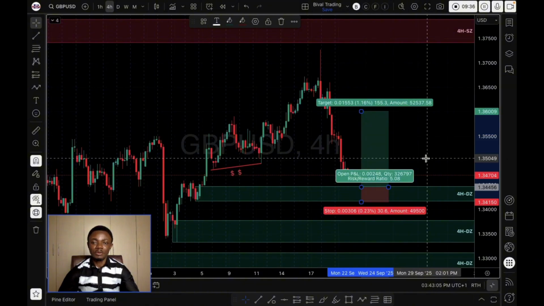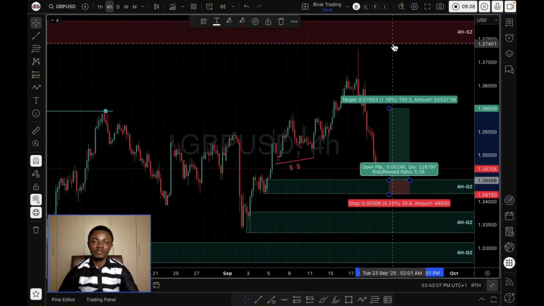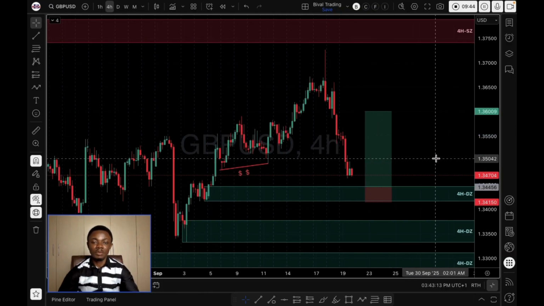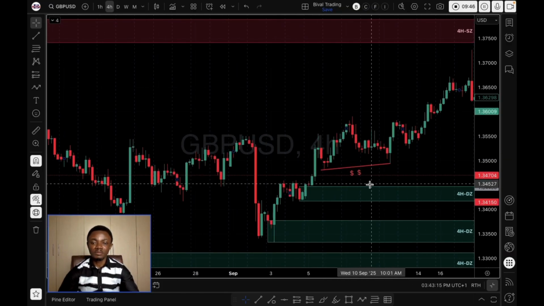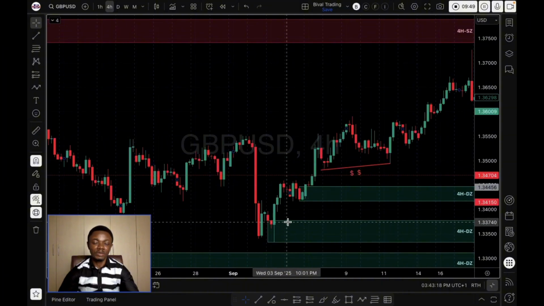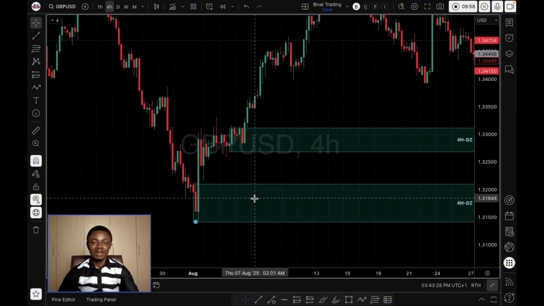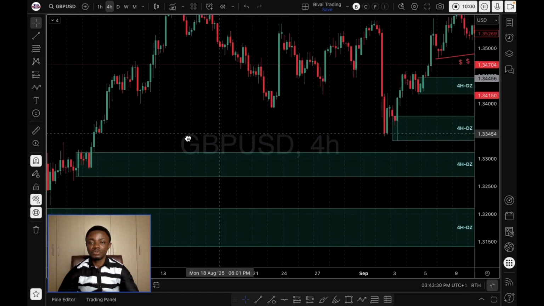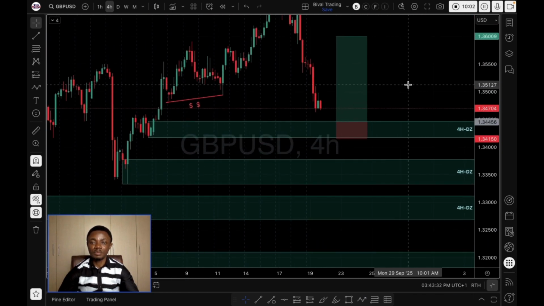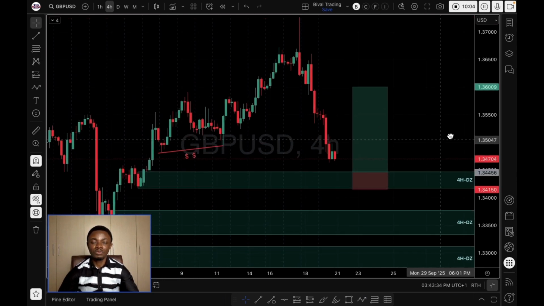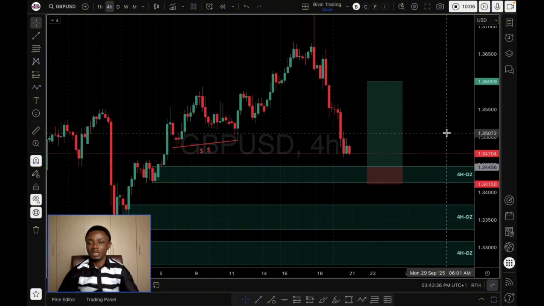Okay, and along the way we can also hold because we have this fresh supply zone up here that is not yet mitigated. So it's possible that market can still get to that zone. Meanwhile, if this particular zone should fail, we'll have this fresh demand zone as well you can trade from, and also have this zone here and this extreme zone also. So whichever one that price pushes into, they are all good demand zones to take your trade.